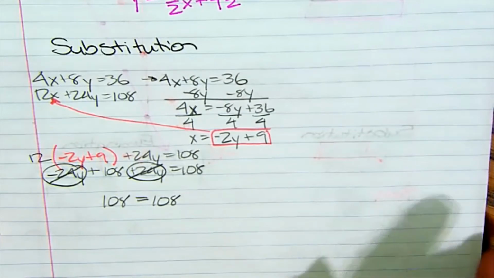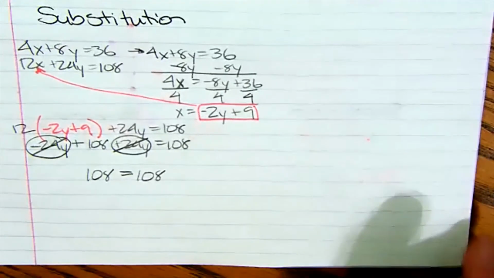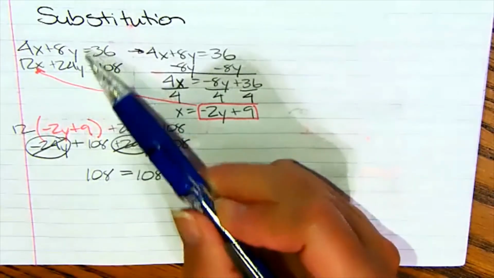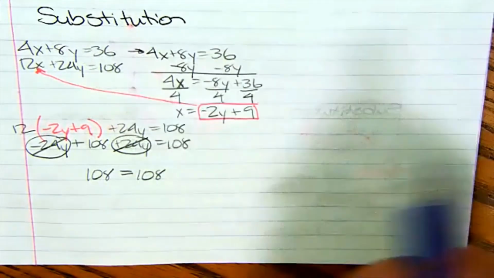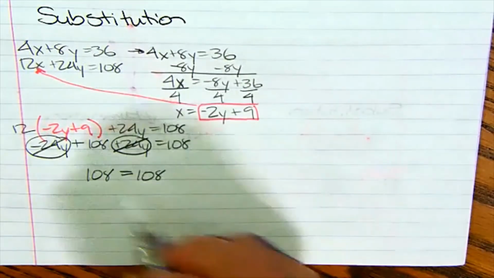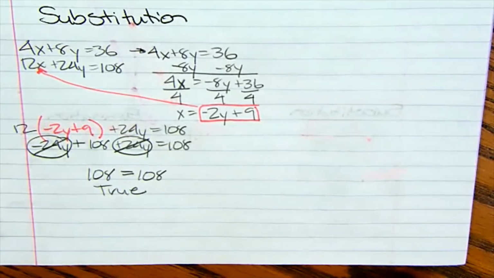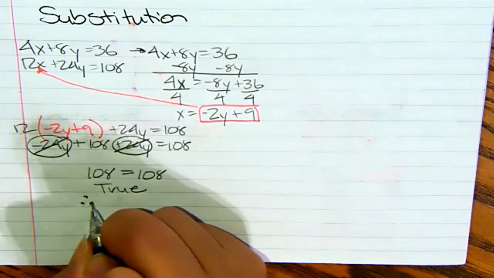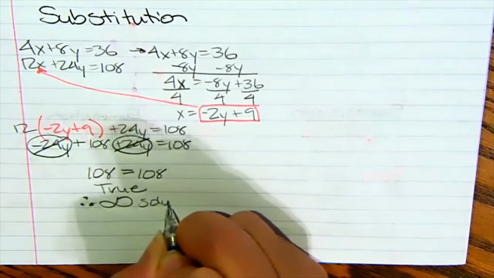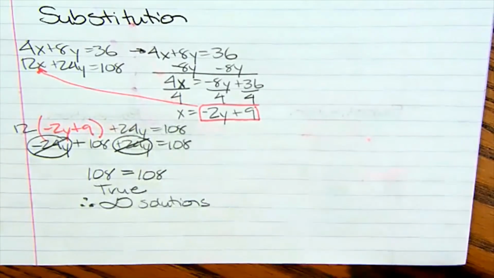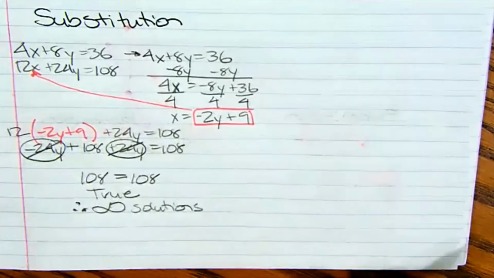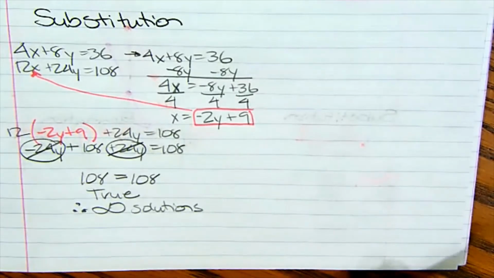Okay, I guess I'm done because I don't have a y to substitute back into one of these equations, and 108 does equal 108. That is a true statement. Therefore, I have infinite solutions. This is what it looks like when you use substitution.